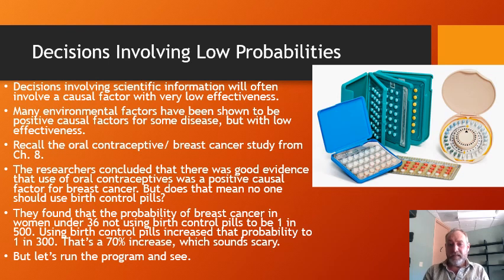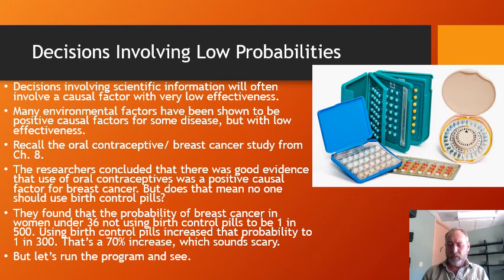All right, here are some examples from the text, and these are deliberately chosen because I think they sometimes give surprising answers. One example is a decision involving a low probability. We get this sort of scientific information all the time, where they do determine that something is a causal factor in some effect, but with relatively low effectiveness.